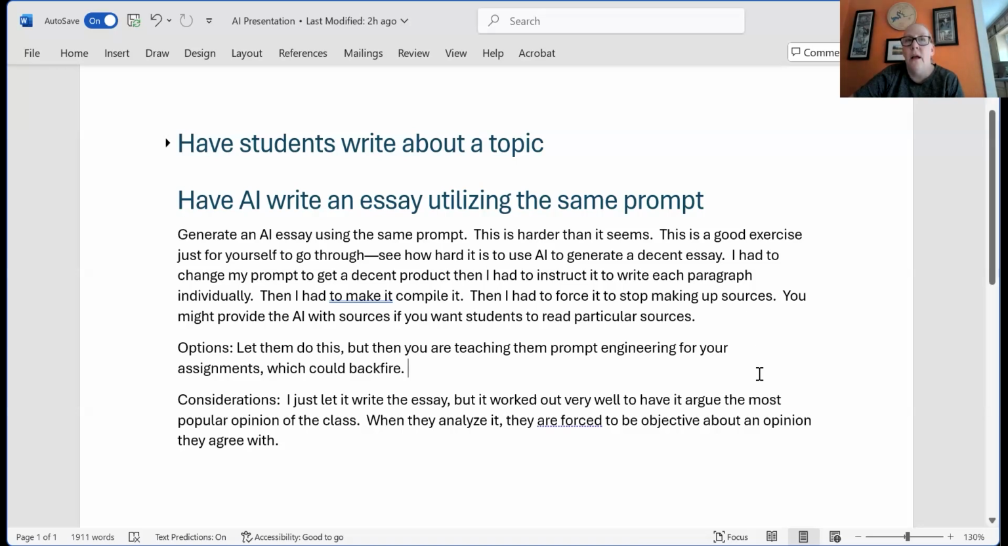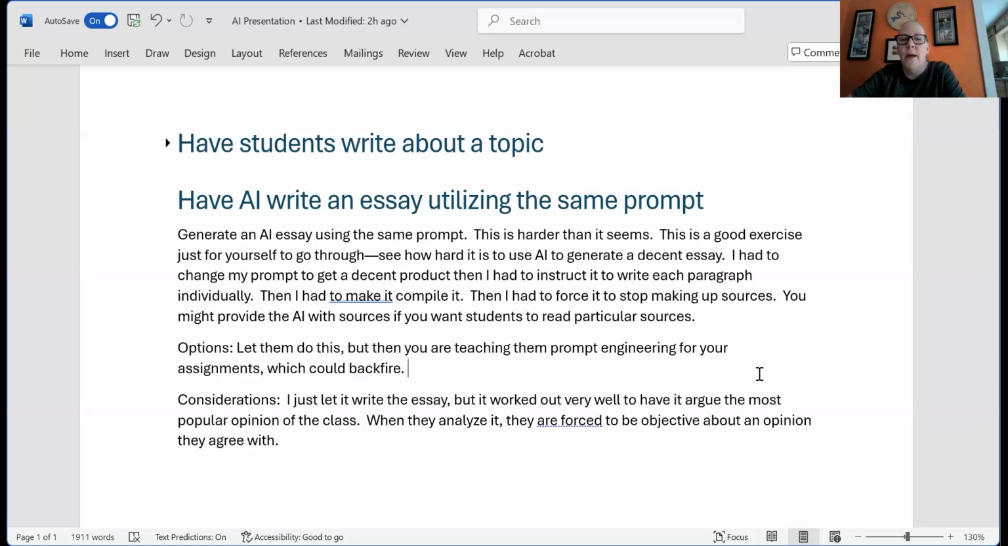Now, I toyed with the idea of letting the students do this step themselves, with everyone generating their own essay through AI, but I was a little worried that I was going to teach them how to use AI. And so I felt like that wasn't a good idea. And the other problem was I wanted everybody looking at the exact same essay when we analyzed it. I also didn't want them seeing how much I'd done to push it in a certain direction.